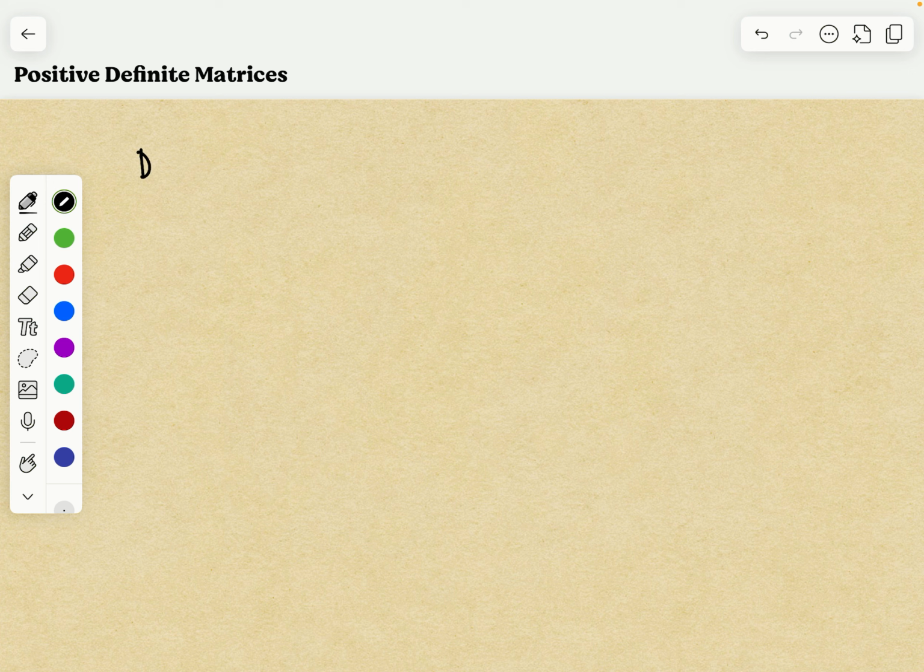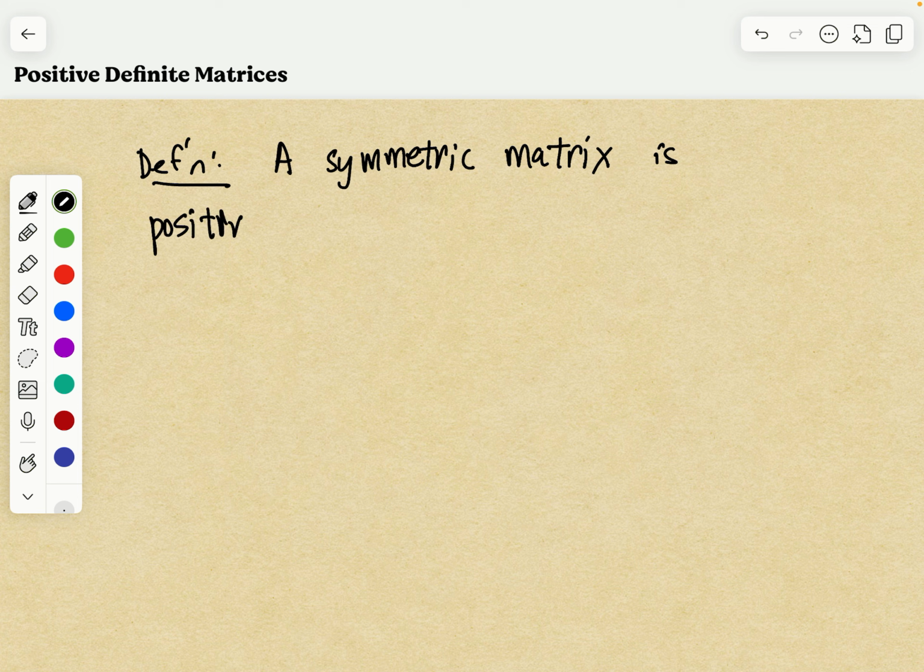So let's give the definition. A symmetric matrix. Remember, a symmetric matrix is a square matrix whose transpose is equal to itself. A symmetric matrix is called positive definite if all of its eigenvalues are positive.